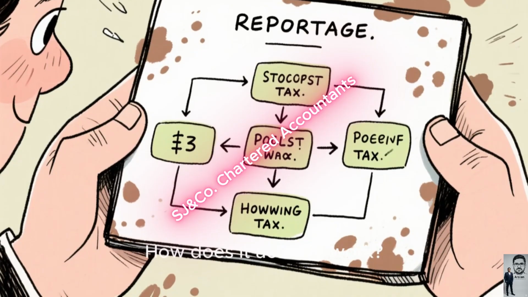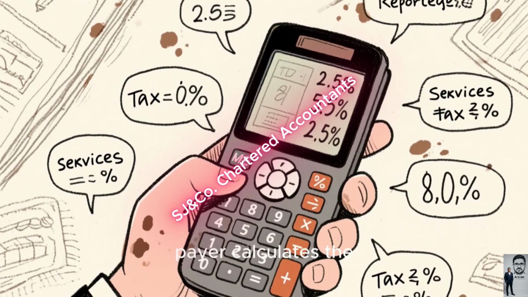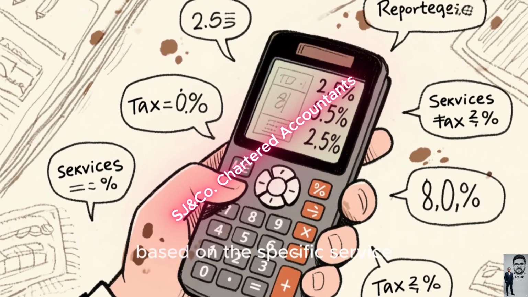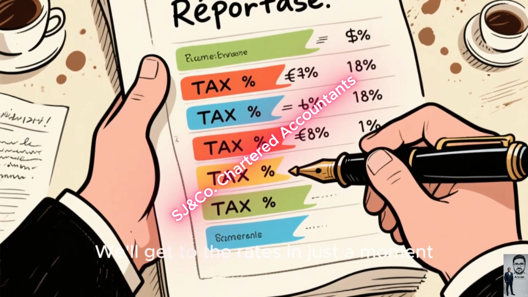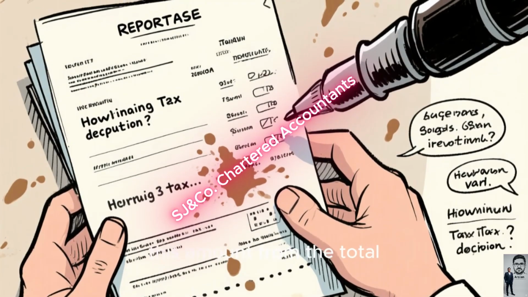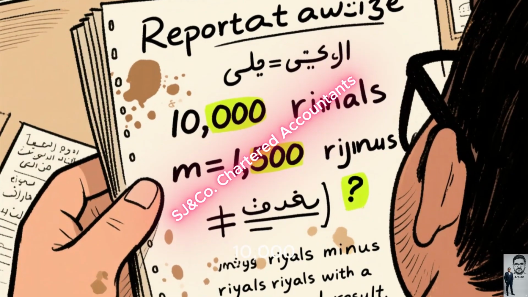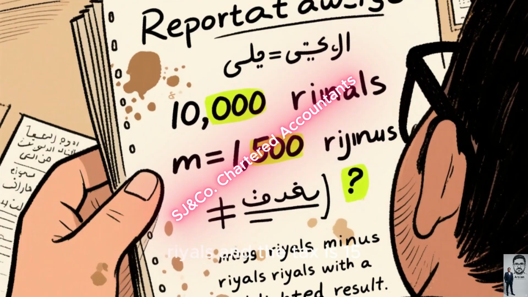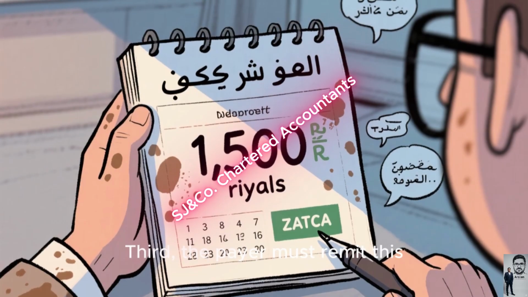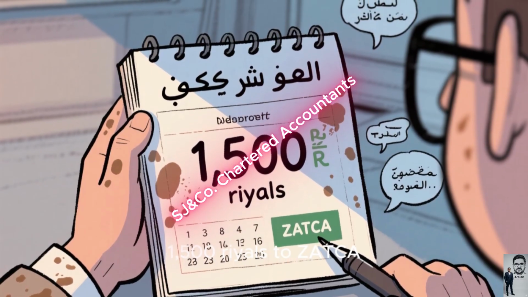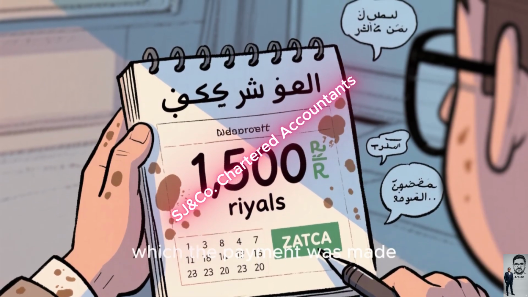How does it actually work? It's a three-step process. First, the Saudi-based payer calculates the withholding tax amount based on the specific service type and its corresponding rate. We'll get to the rates in just a moment. Second, they deduct this amount from the total invoice value before paying the non-resident. So, if the invoice is for 10,000 riyals and the tax is 15%, they withhold 1,500 riyals. Third, the payer must remit this 1,500 riyals to Zakat within the first 10 days of the month following the month in which the payment was made.